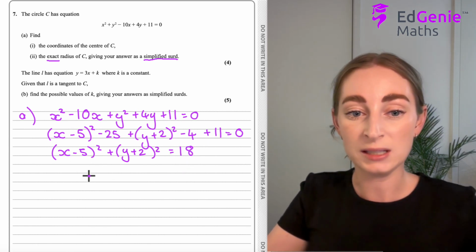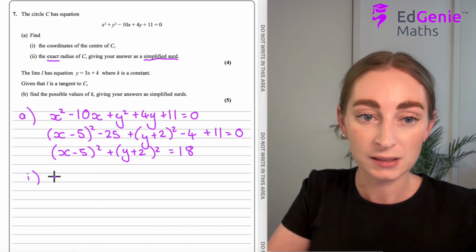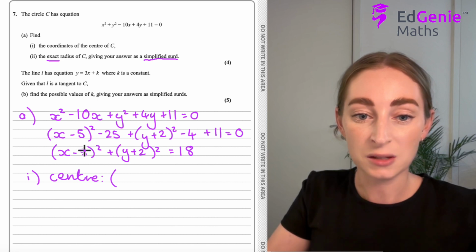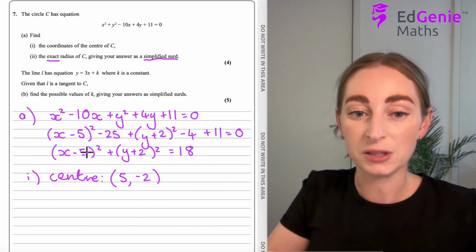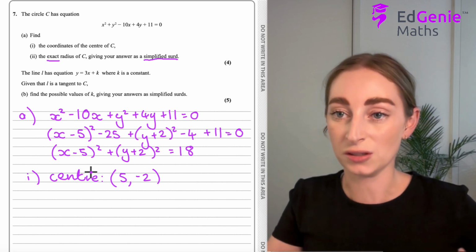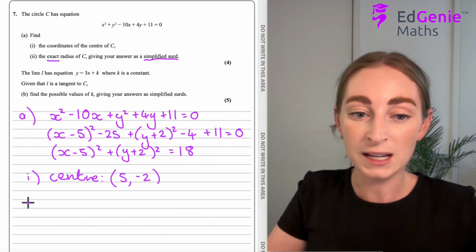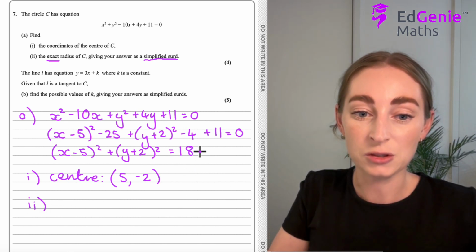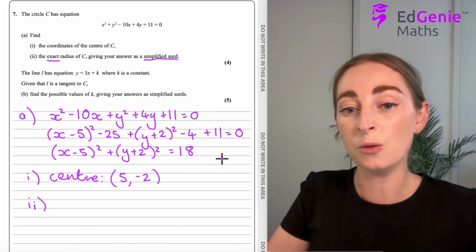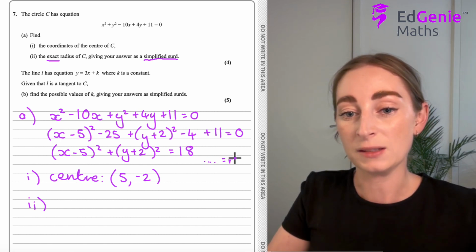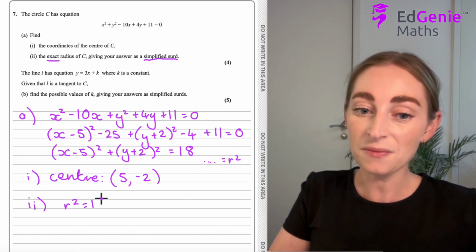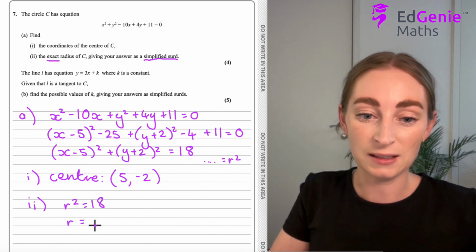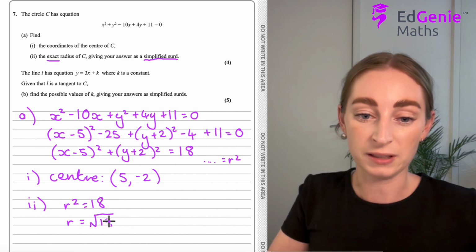So straight away we can see what our centre is. So part I. And that's going to be when x is 5 and y is -2. So it's whatever the values here are, just the sign swapped. Then our radius is going to be the square root of 18. So all of this will equal our radius squared. So our radius squared equals 18. So our radius is going to be the square root of 18.